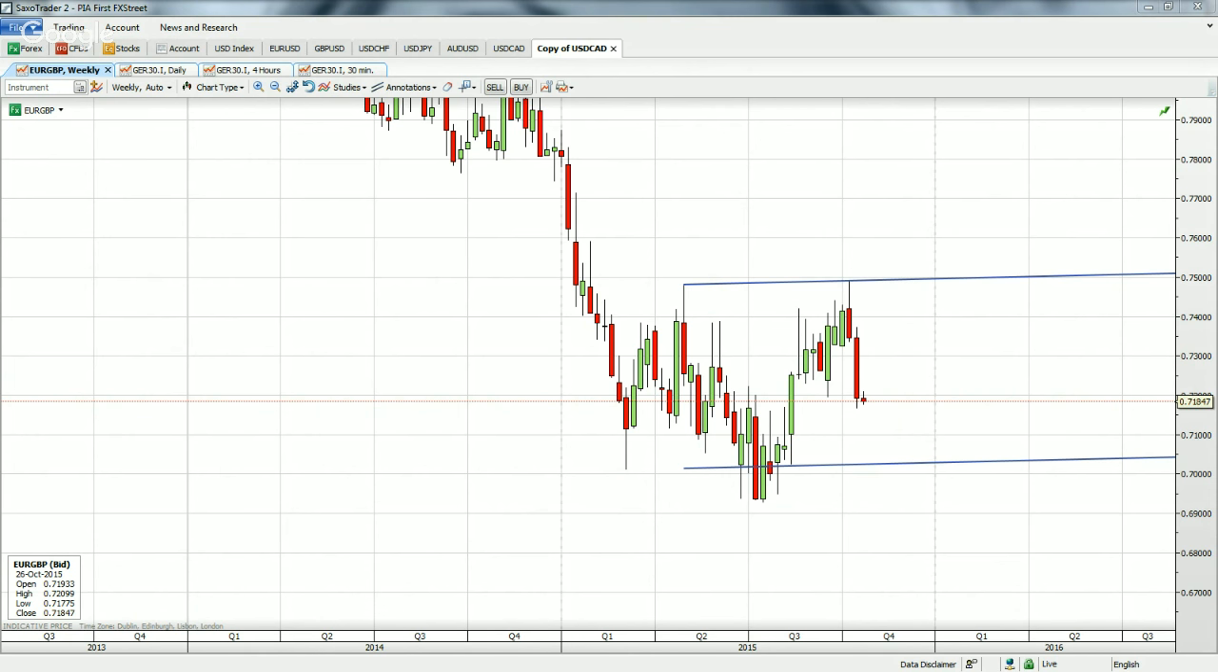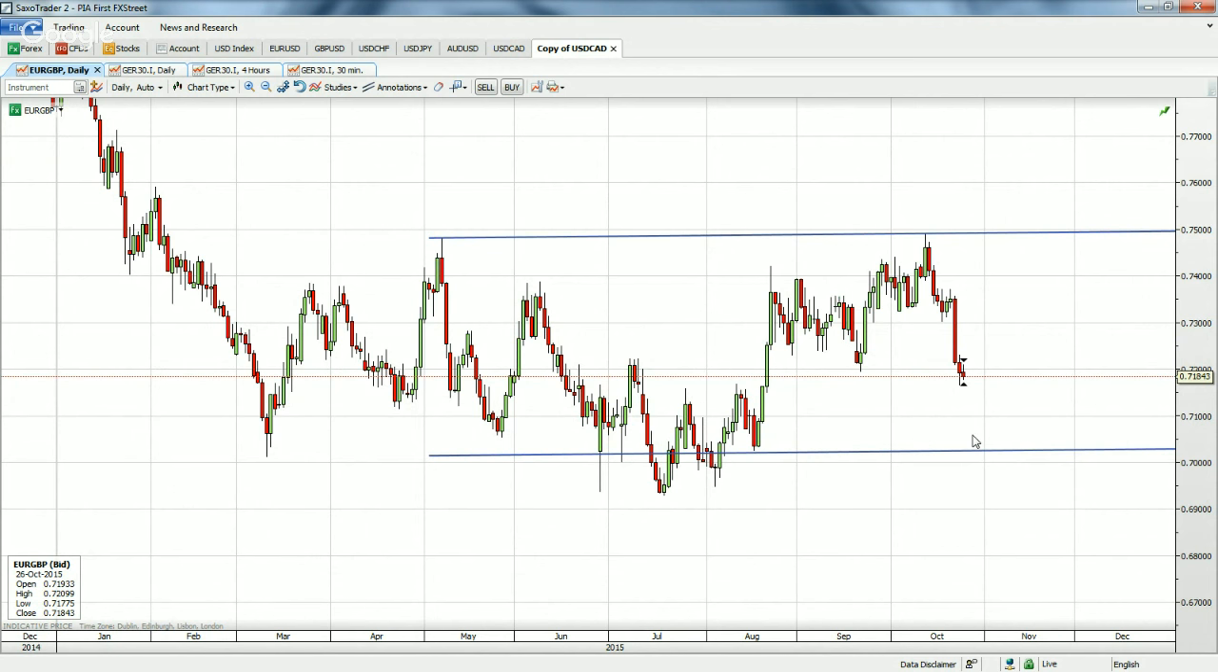Now, daily. This could be seen as a very rough 5-wave pattern to the upside. 1, 2, 3, 4, 5. This is an impulse move, if you like, to the downside.